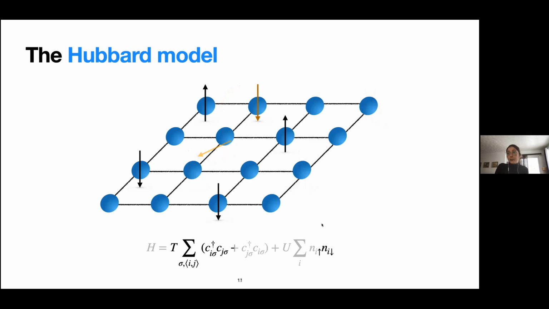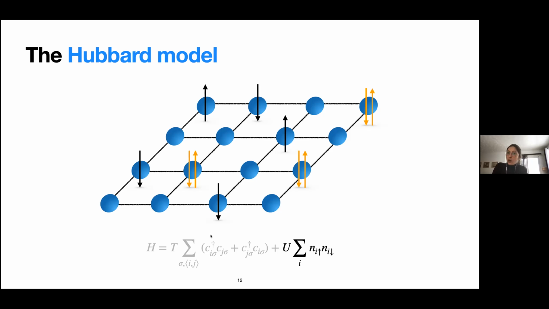The second term is kind of a simpler version of the Coulomb interaction. So it's a potential interaction that is simpler in the sense that it defines repulsion on the same site only. So it actually just counts the number of double occupancy. So it's a repulsion on the same site only, if I may say.